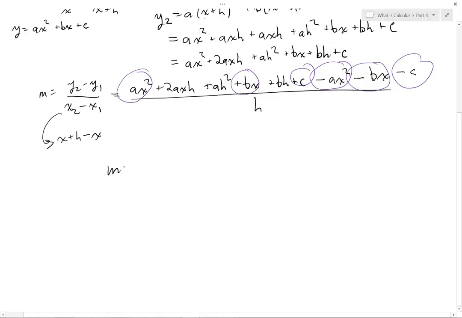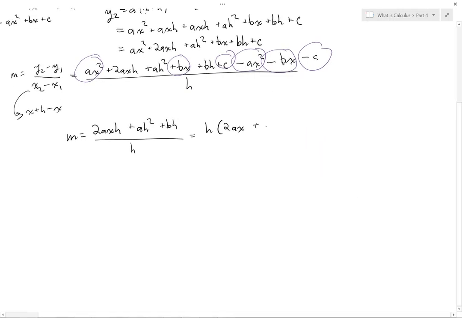All right, so we have 2axh plus ah squared plus bh. Pull out an h. And then now we can cancel out the h. So remember, for this to be a maximum or minimum point, h has to equal 0. So we have 2ax plus a times h, so a times 0 is 0.